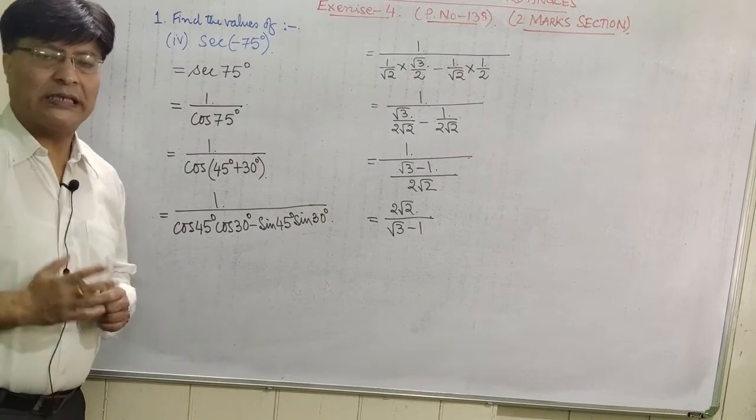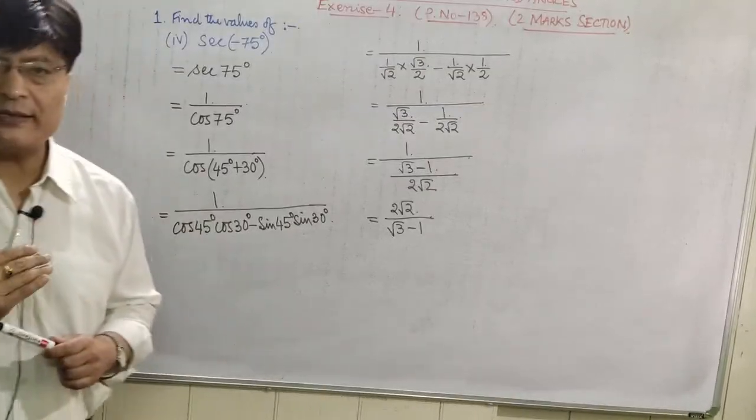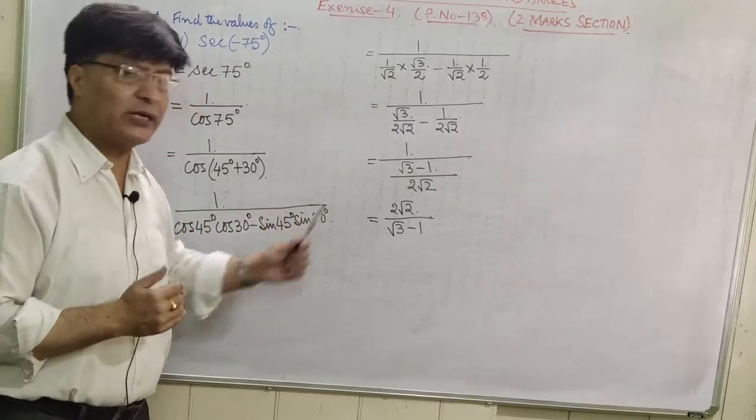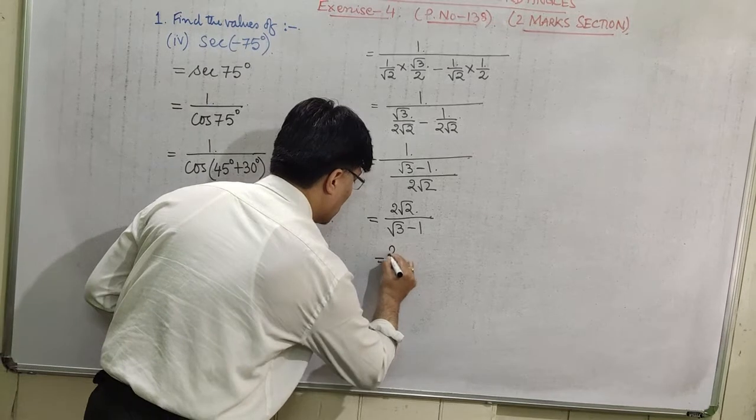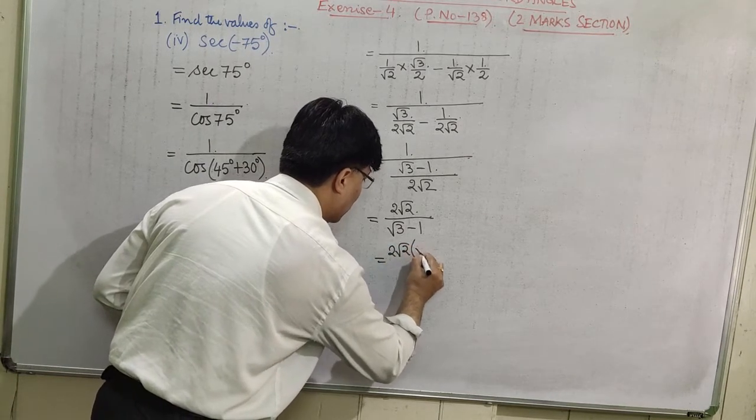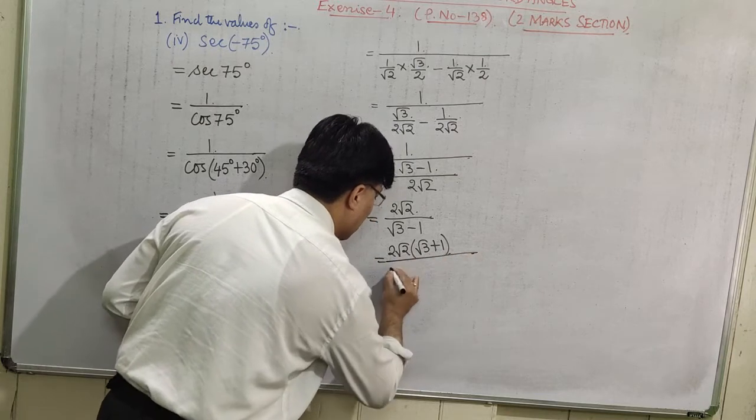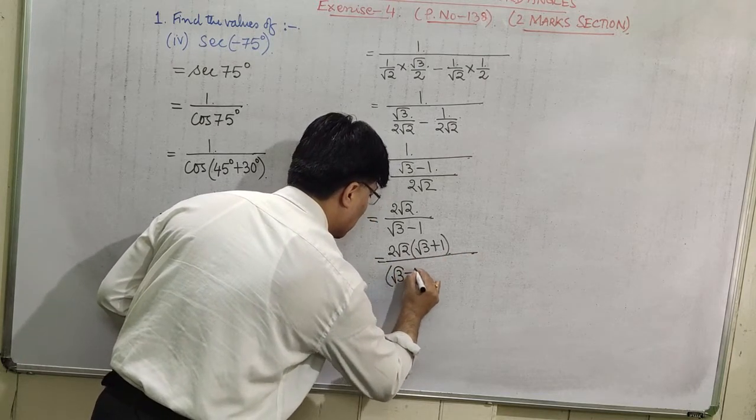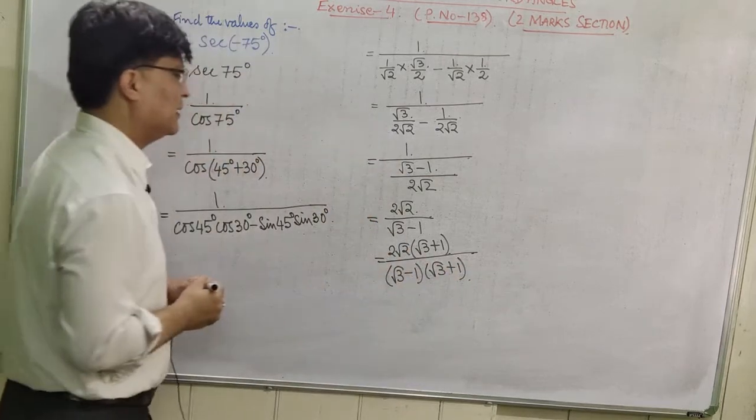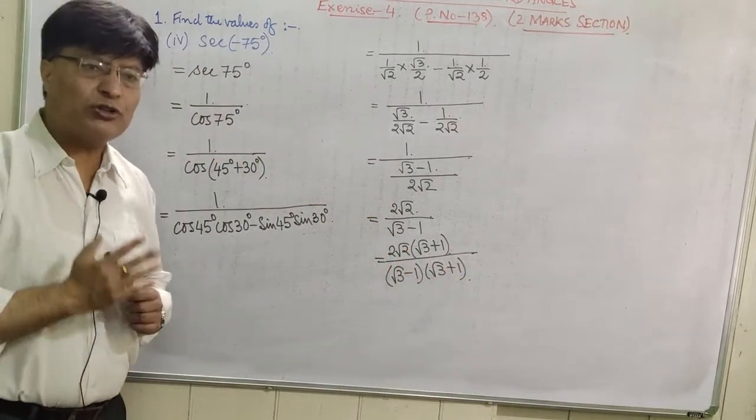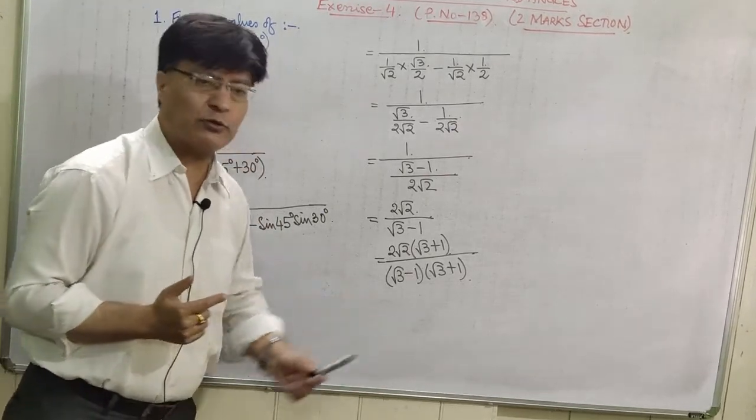Is that clear? Now you can rationalize the denominator here also. That is, you have to multiply both the numerator and the denominator by root 3 plus 1. So which is equal to 2 root 2 within bracket, this is root 3 plus 1 divided by, this is your root 3 minus 1 into, this is your root 3 plus 1. That is, we are multiplying both the numerator and the denominator by the rationalizing factor of root 3 minus 1.